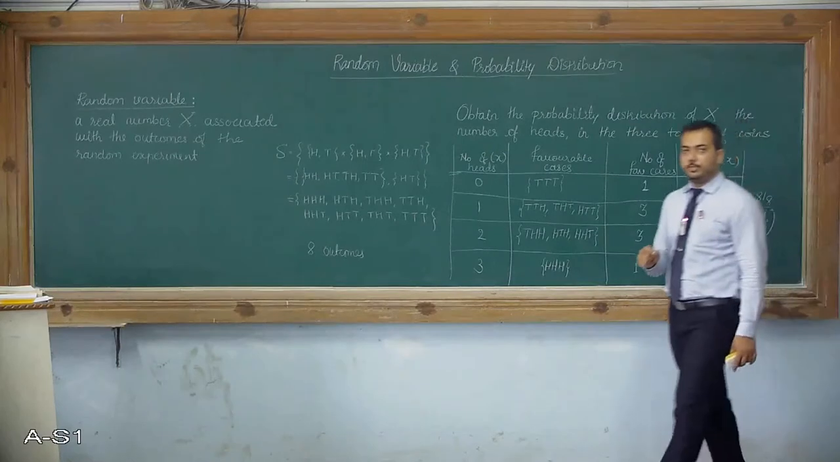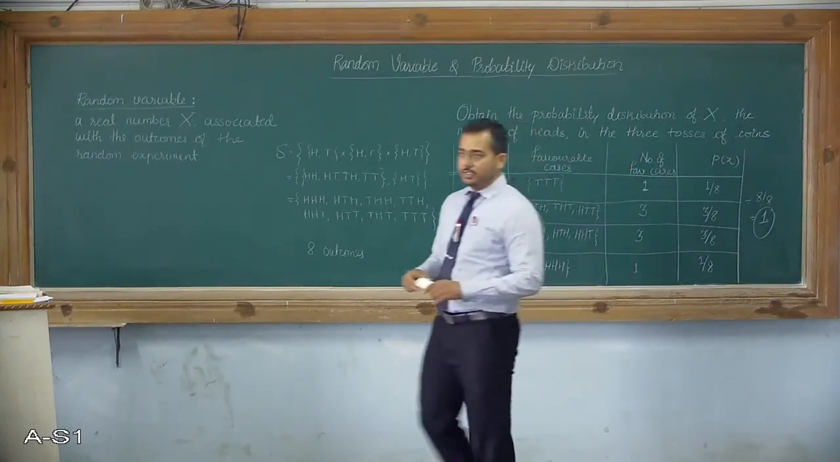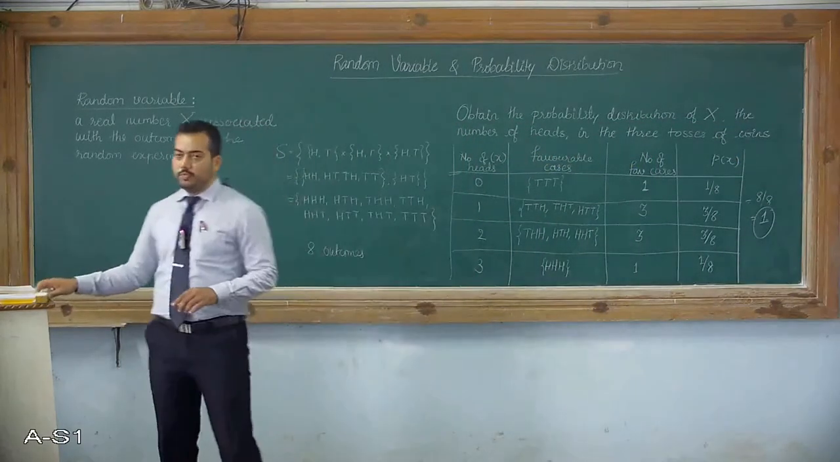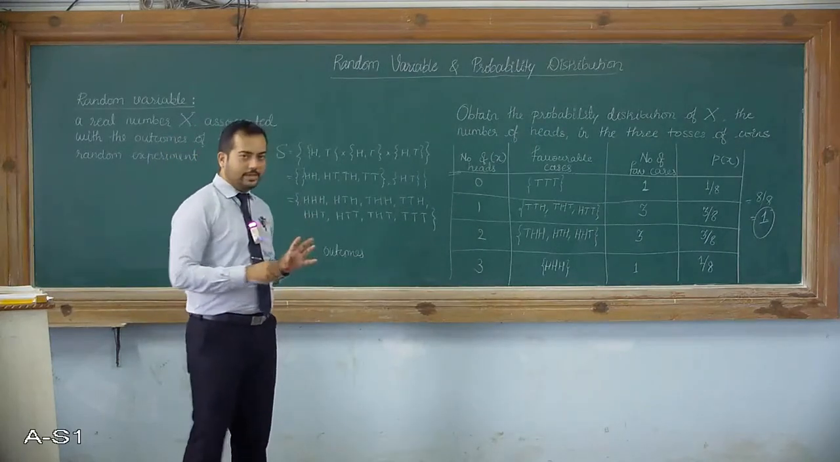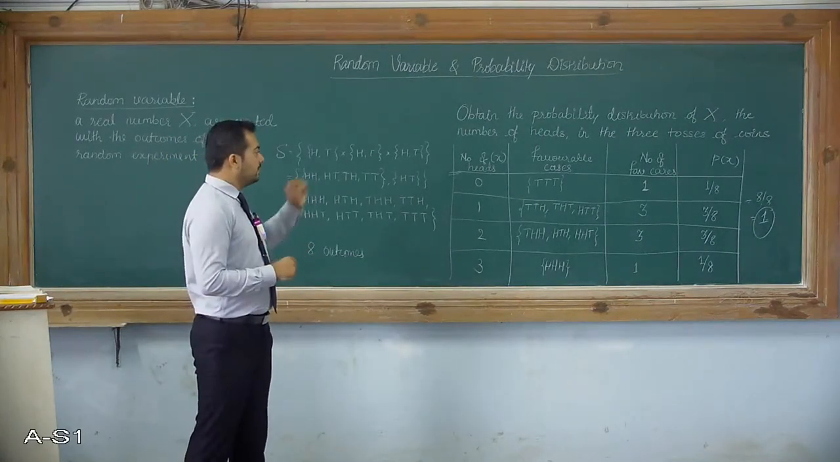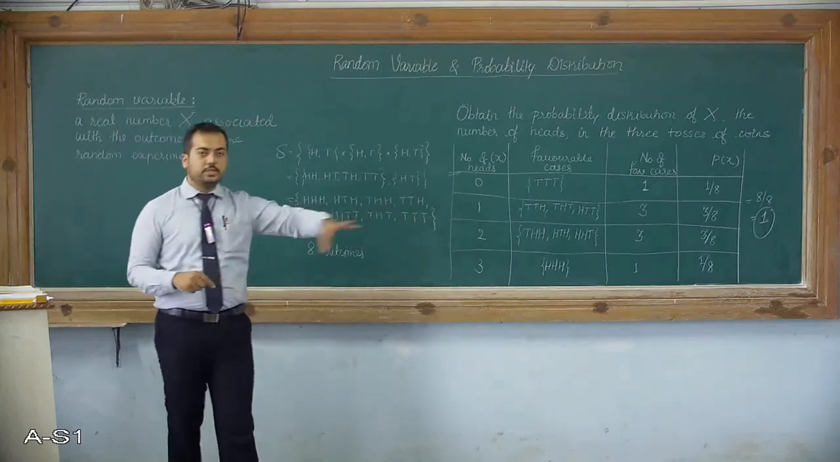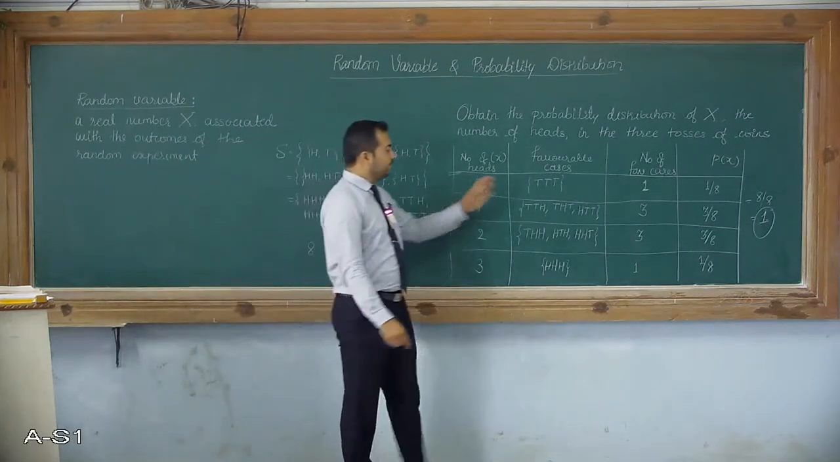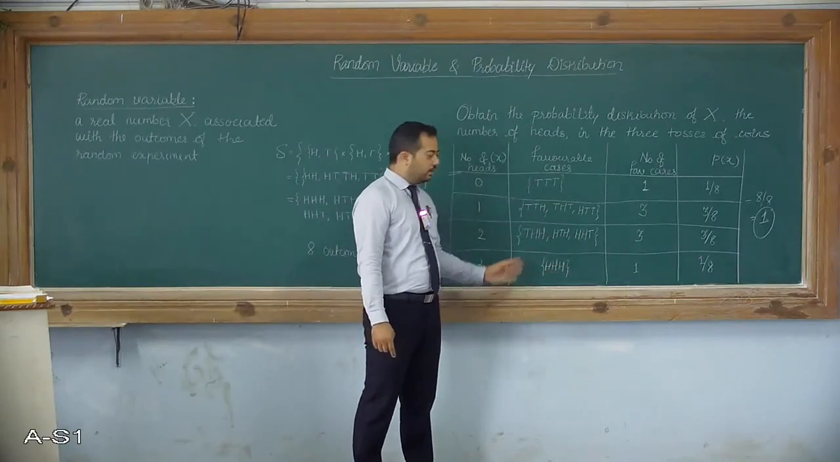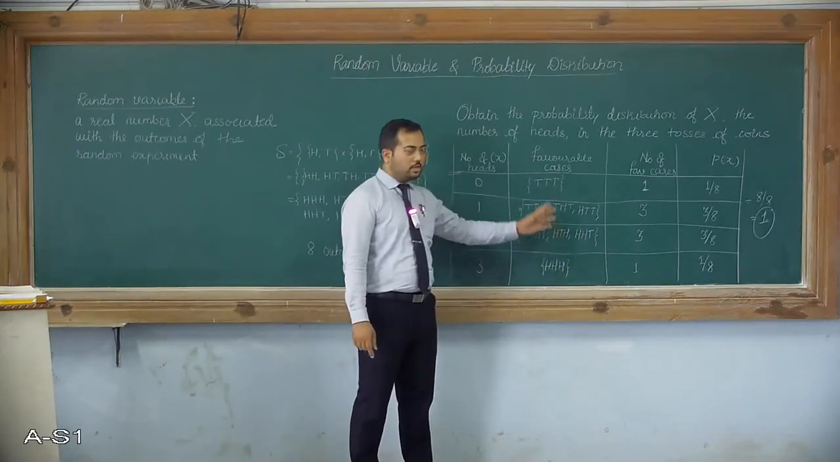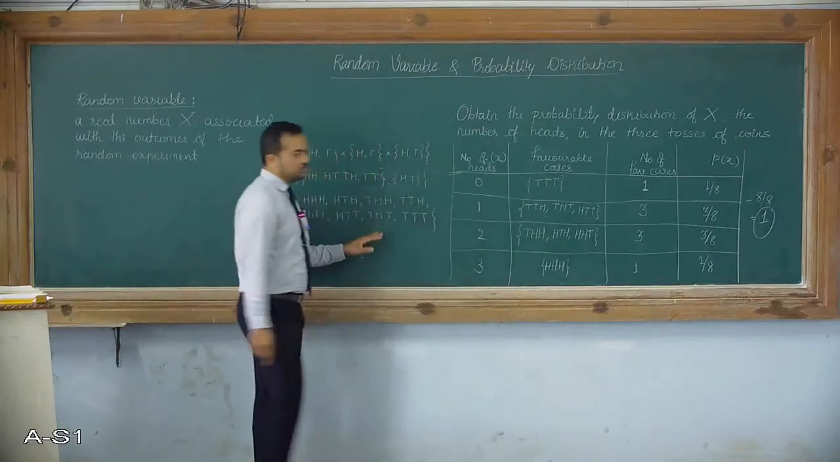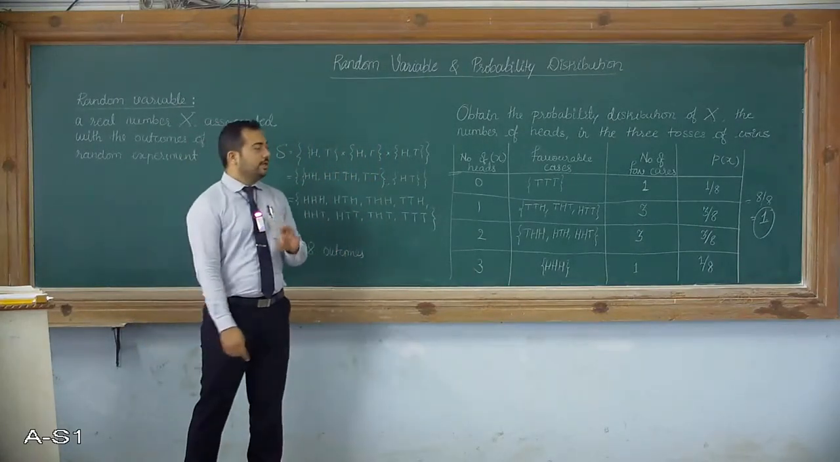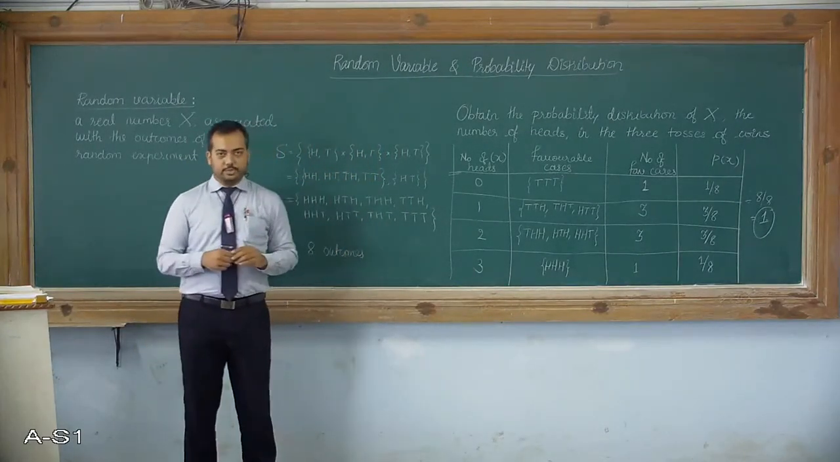So you should always remember the summation of all these probabilities should be equal to 1. Then only you can say your probability distribution is written correctly, and in these favorable cases, whatever you write, these all should cover all together all the cases of the sample space. Then only it completes your probability distribution.